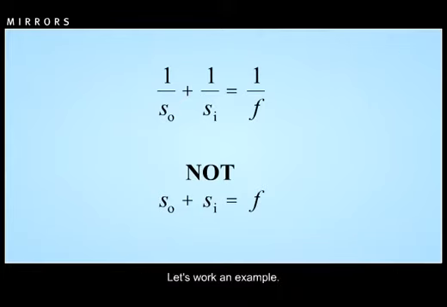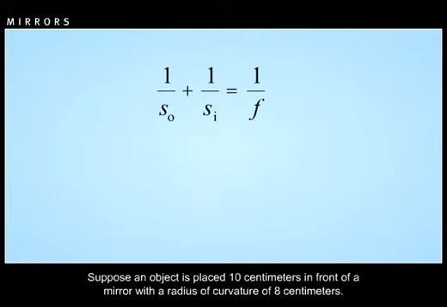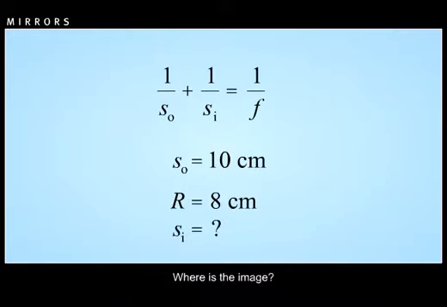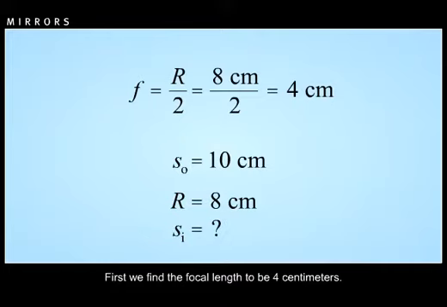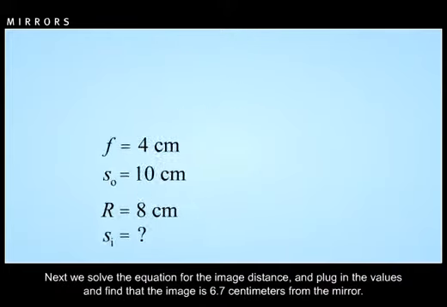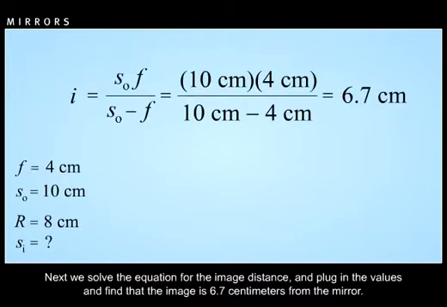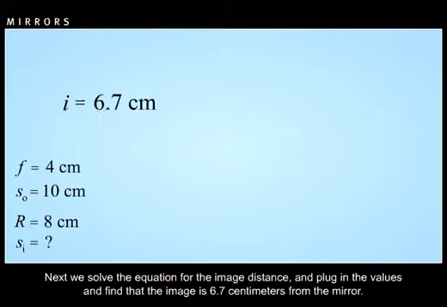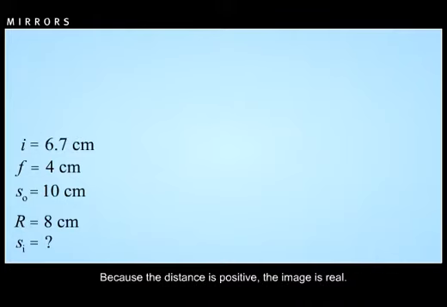Let's work an example. Suppose an object is placed 10 centimeters in front of a mirror with a radius of curvature of 8 centimeters. Where is the image? First, we find the focal length to be 4 centimeters. Next, we solve the equation for the image distance and plug in the values and find that the image is 6.7 centimeters from the mirror. Because the distance is positive, the image is real.